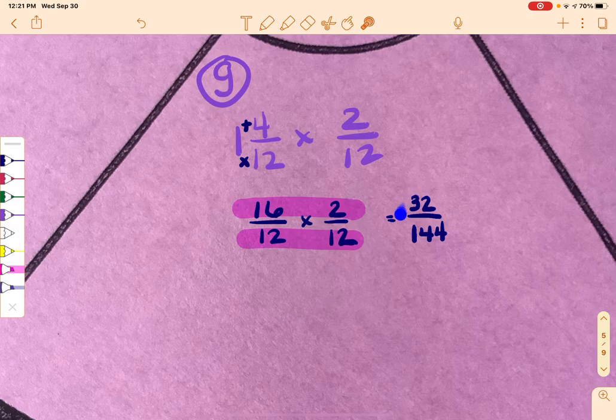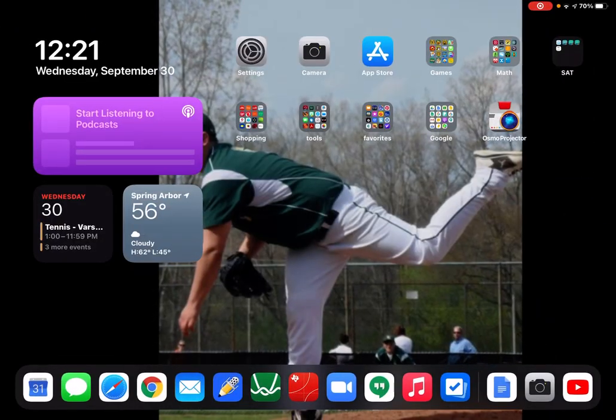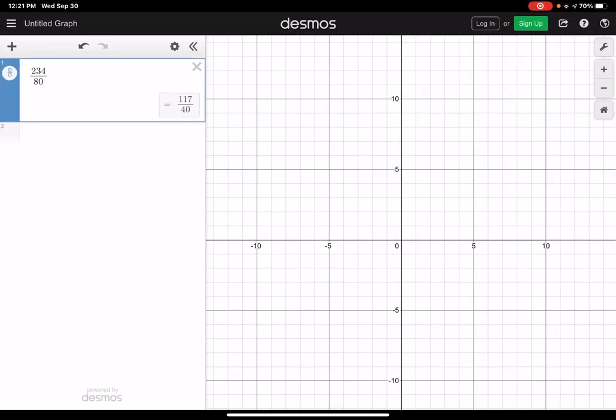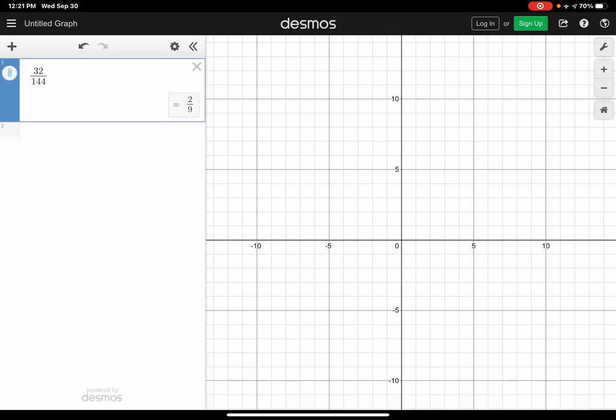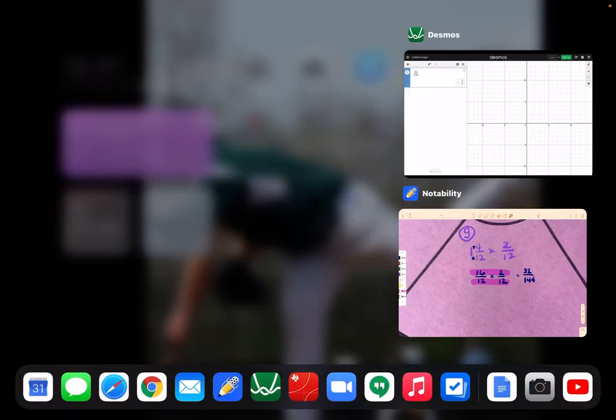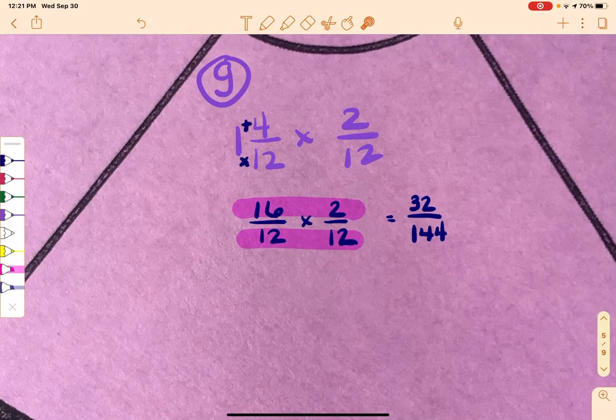So now we're going to take this and put it into Desmos. Oops, Desmos went away. So 32 over 144 reduces down to 2 over 9. Now the good news is because the top number is smaller than the bottom, it's a proper fraction. So once I'm able to say that this is 2/9, there's not going to be anything left to do.